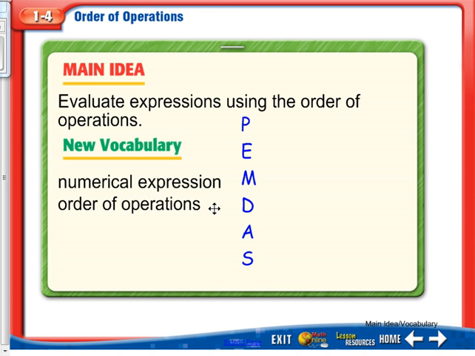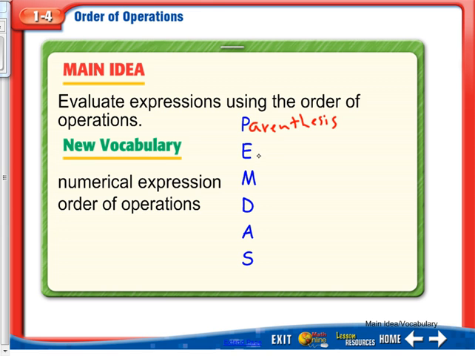In lesson 1-4, we're going to be working on the order of operations. So the main idea is to evaluate expressions using the order of operations. A mnemonic device we use to remember what order we have to complete the different operations is PEMDAS, P-E-M-D-A-S. Okay, and with PEMDAS, the P stands for parentheses.